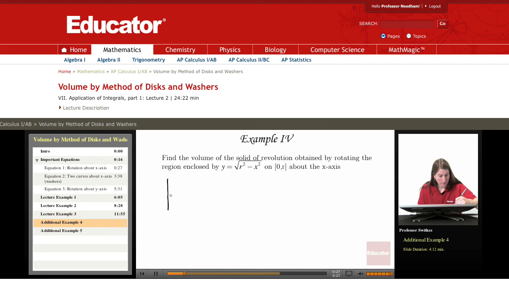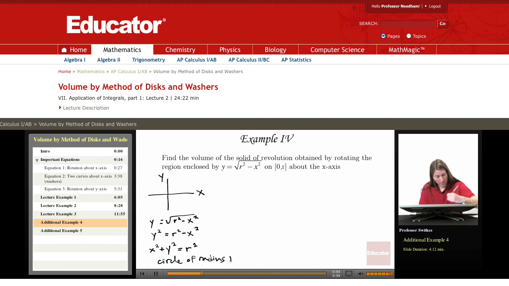So in this first problem, we're looking at y equals radical r squared minus x squared. If you're not sure what the graph of that would look like, you can square both sides, and we get y squared equals r squared minus x squared. So x squared plus y squared equals r squared. It's a circle of radius r centered at the origin.